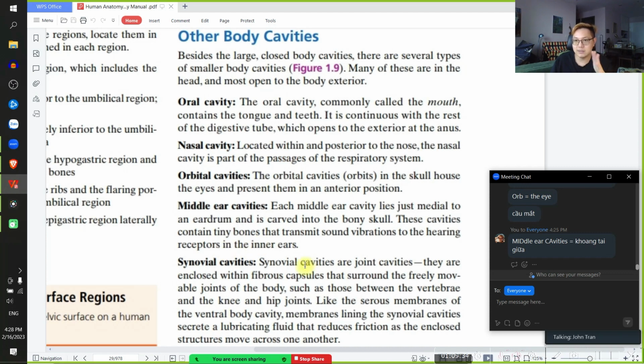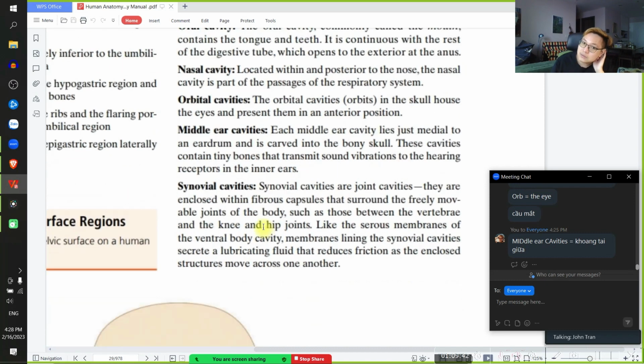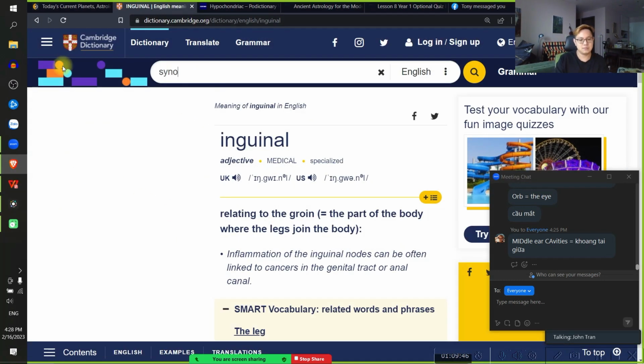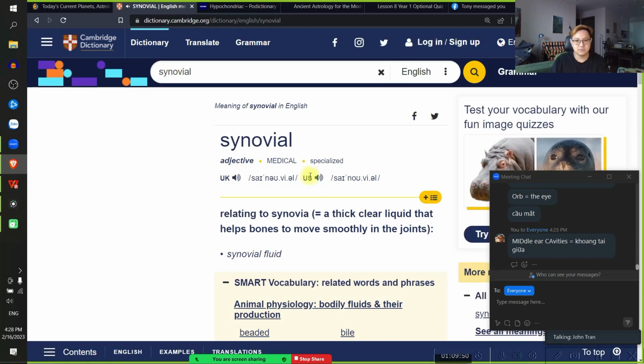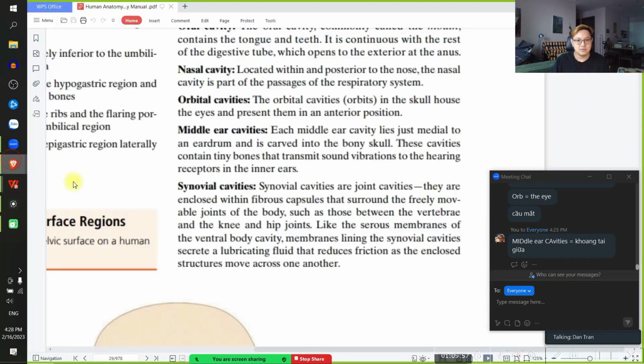Chúng ta có tai ngoài, tai giữa, tai trong. We have outer, middle ear and inner ear. And then synovial cavity or synovial. Let me check. Synovial. Nhấn âm 2 hả? Synovial.